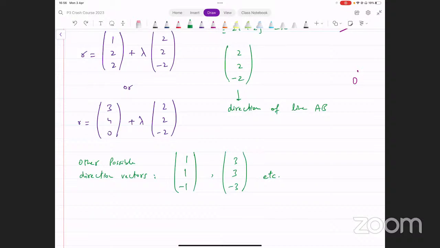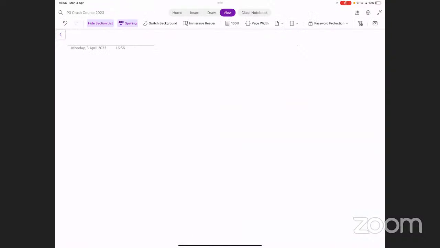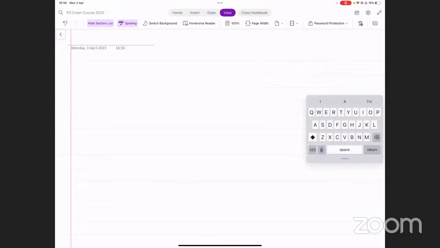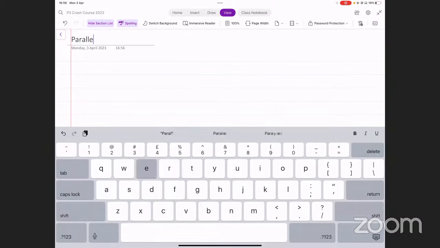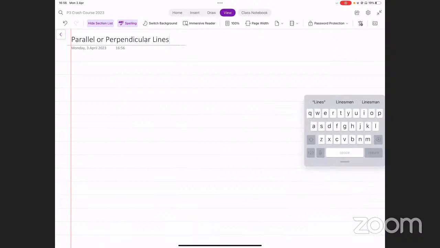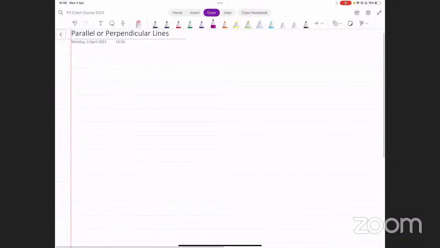Now let's move on and discuss the concept of parallel and perpendicular lines. So we learned how to write down equations of lines, right? Now, what about parallel or perpendicular lines? Let's say we have 2 equations and we want to determine whether those 2 lines are parallel or not.